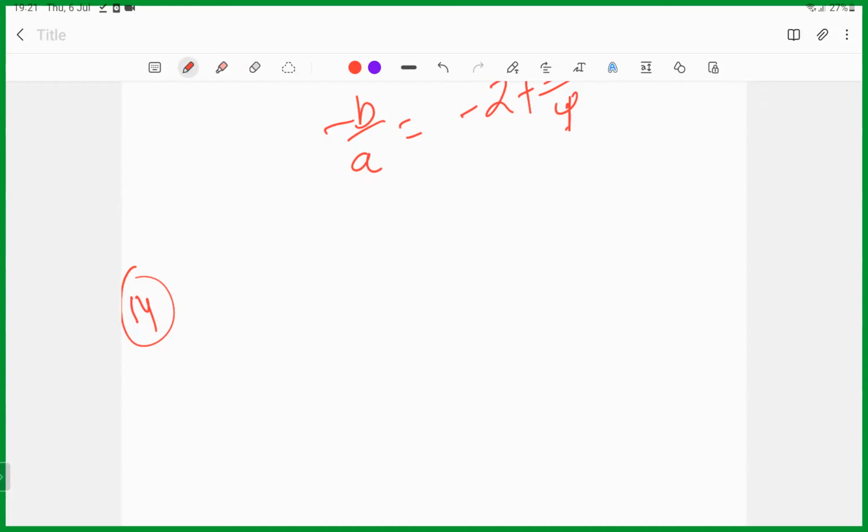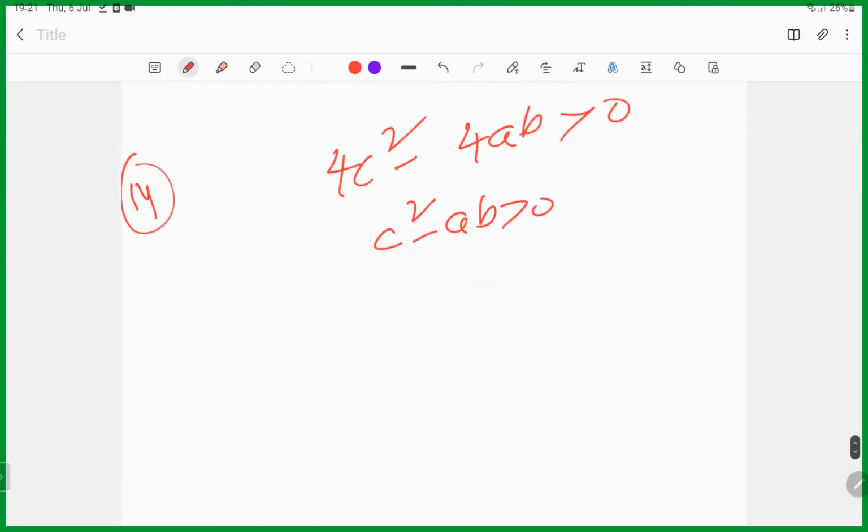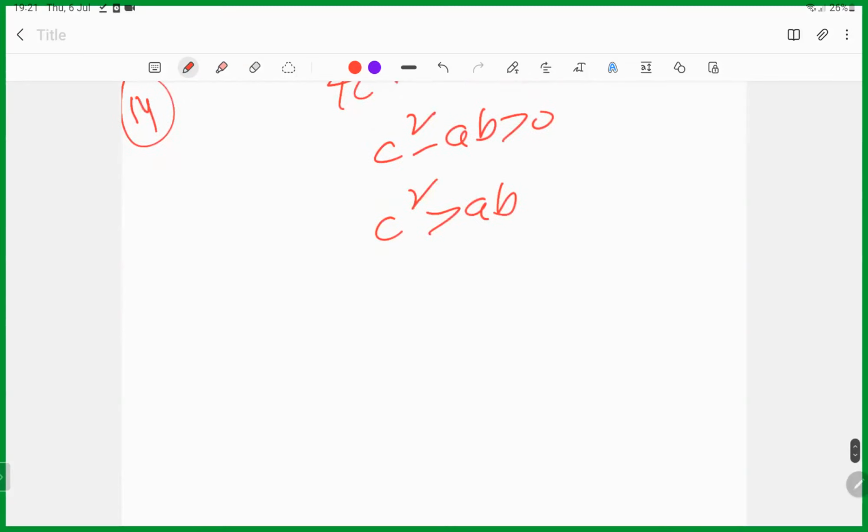Rohit, what is the b here? B is 2c, right? 2c square is 4c square. 4c square minus 4 into ab, that is greater than 0, because they are saying it has real, unequal, distinct roots. That's the condition. So c square minus ab greater than 0, which means c square greater than ab. Okay, so that's the condition from the first one.